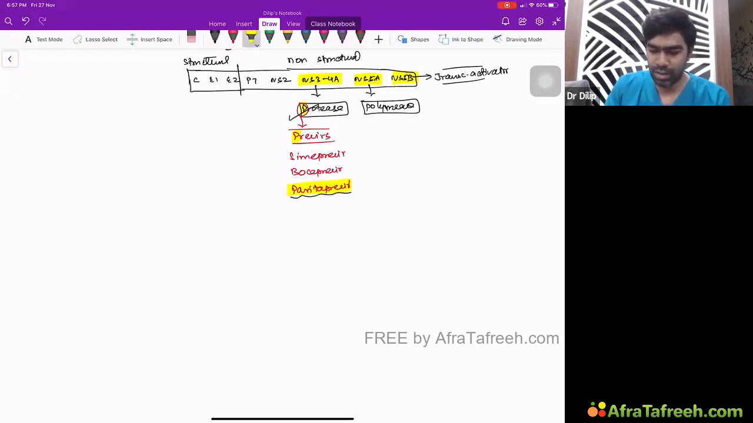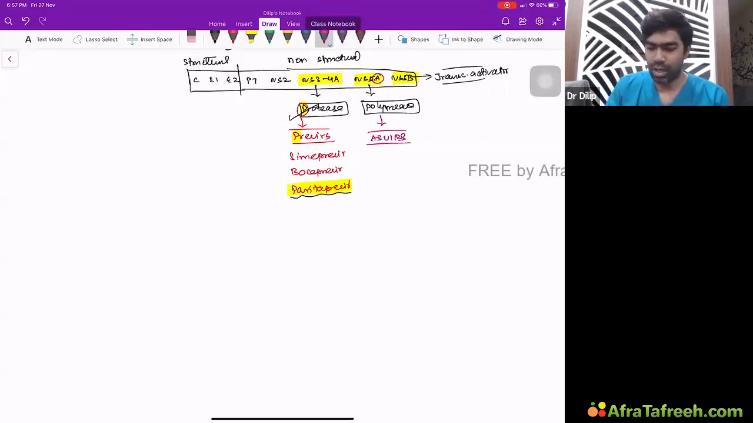And next we have the polymerase. Polymerase inhibitors are basically NS5A inhibitors, and typically they will be called asvirs. We have many asvirs. We have ledipasvir, a commonly used drug nowadays. Then ombitasvir.